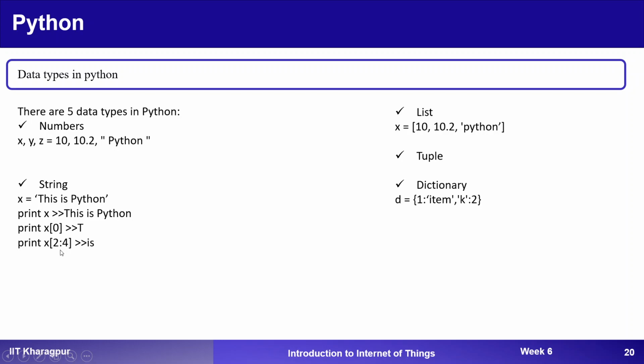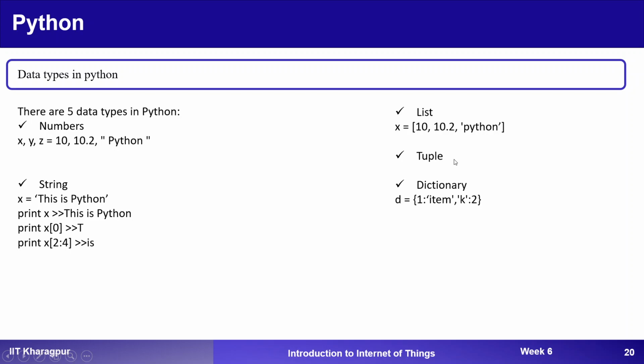Now the next data type is list. A list is a collection of elements which is stored in a single variable. For example, here we have stored 10, 2, Python in a single variable, that is x. Now a tuple is also a collection of various elements, but the difference between a list and a tuple is that a list can be changed, it is changeable. However, a tuple is non-changeable. It means that a tuple is immutable. Once you declare any element in your tuple, you cannot change that.